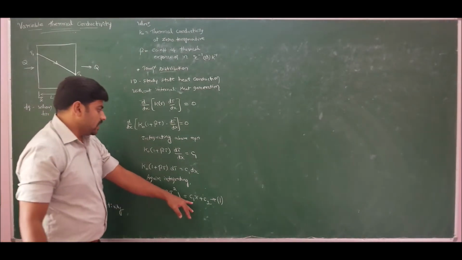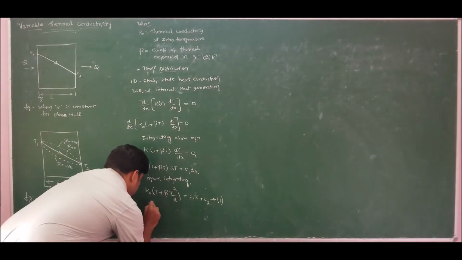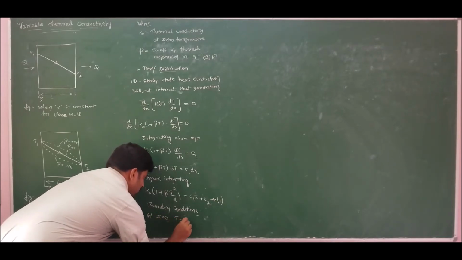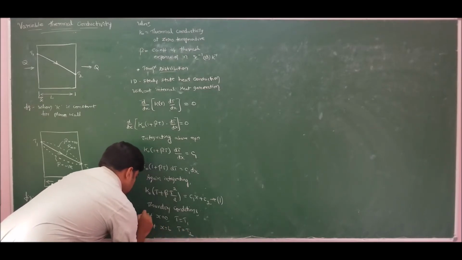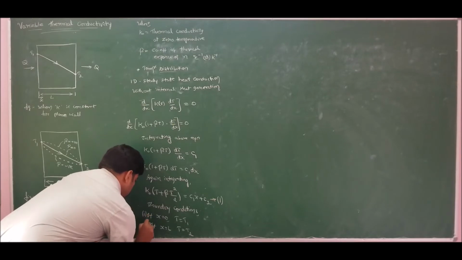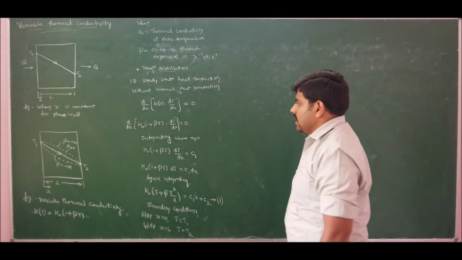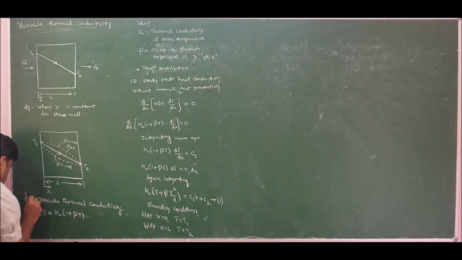Now I want to find the constants c1 and c2. We have two boundary conditions. At x equal to 0, temperature is T1. At x equal to L, temperature is T2. This is the boundary condition for the plane wall with variable thermal conductivity, as shown in figure B. Let us take this as figure B, and this will be figure A.